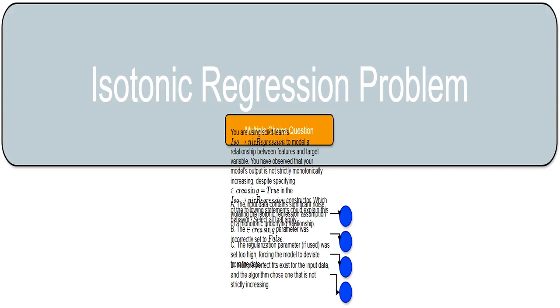I'm tackling a problem involving isotonic regression, a technique in machine learning used to model relationships between variables while ensuring the output stays consistently increasing or decreasing. It's all about finding the best fit that's monotonically increasing or decreasing.